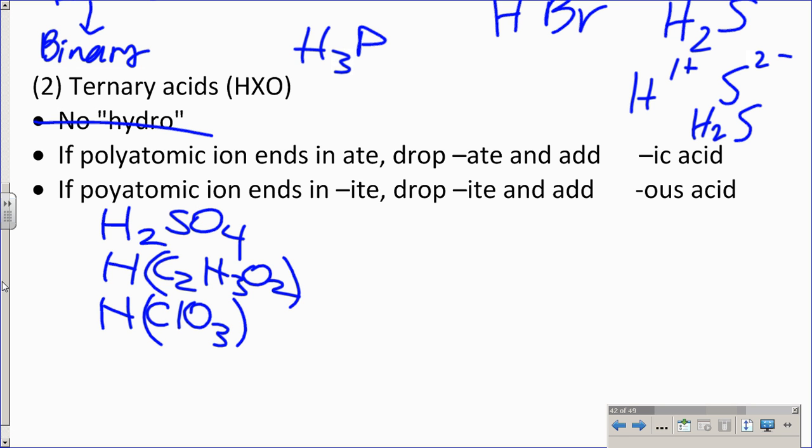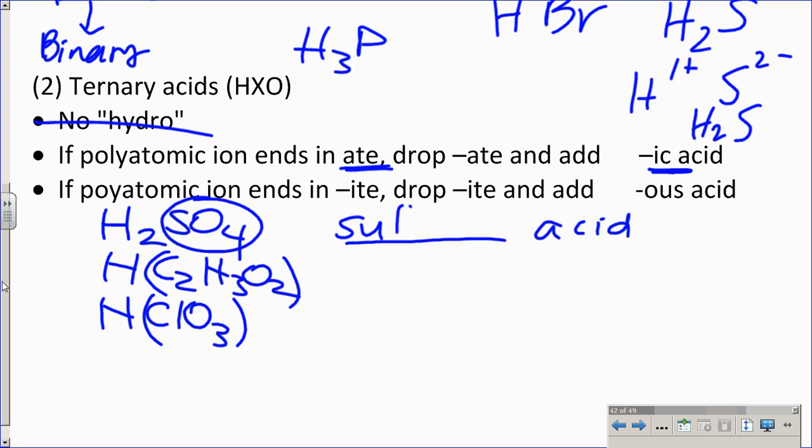I go straight to the chase. What I have to do is write down the name of the polyatomic ion with a variation of its ending, and then just say acid. So what polyatomic ion is this? Sulfate. Sulfate gets dropped and goes to ic. So this is called sulfuric acid. Okay? Because it sounds weird to say sulfate acid. Yeah? I don't know why. That just feels weird coming out of my mouth.